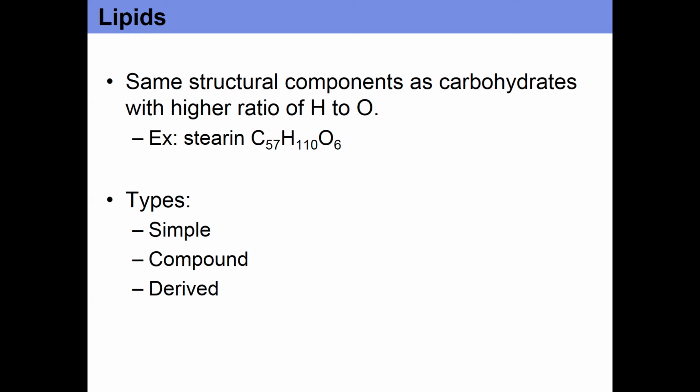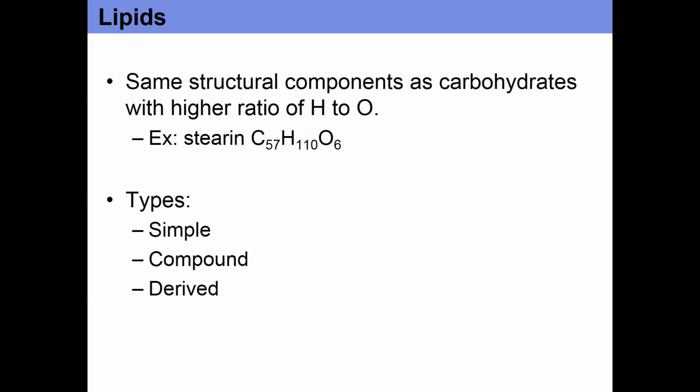Or it could be a simple lipid plus a glucose, or plus sugar, or simple lipid plus phosphorus. So compound lipids then are simple lipids plus something else. And then derived lipids are effectively simple lipids plus a compound lipid. And so then you get a derived lipid. And the only one that we're going to talk about in the category of derived lipids is cholesterol.